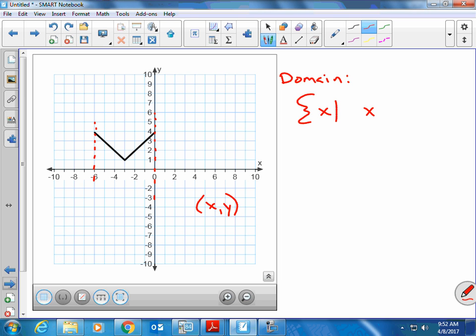How do I write that? I want x to be less than or equal to 0, but I also want x to be greater than or equal to -6. I want x to be everything between -6 and 0.